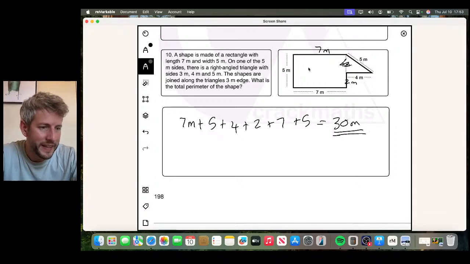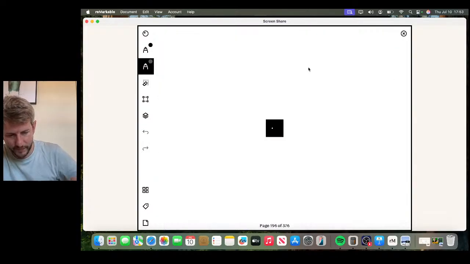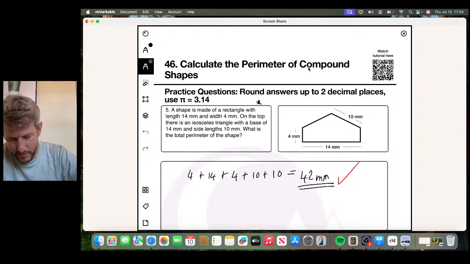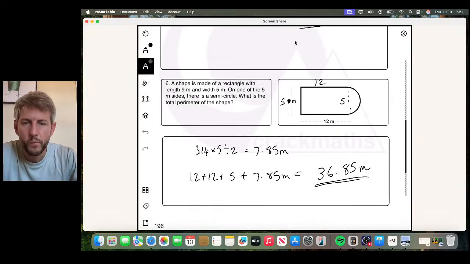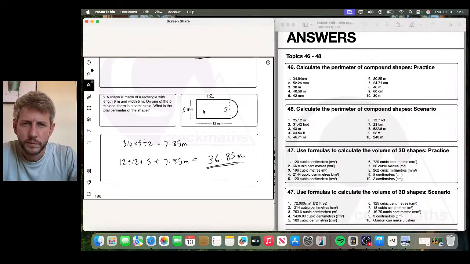Right, let's get this marked. Okay, so back to question 6. Right. So there we go. And get the mark scheme up. Minimize this. So question 6. Oh, we have got 30.85, and I've got 36.85. That's very similar. Let's just check. So pi times diameter divided by 2. Yep, that's right.